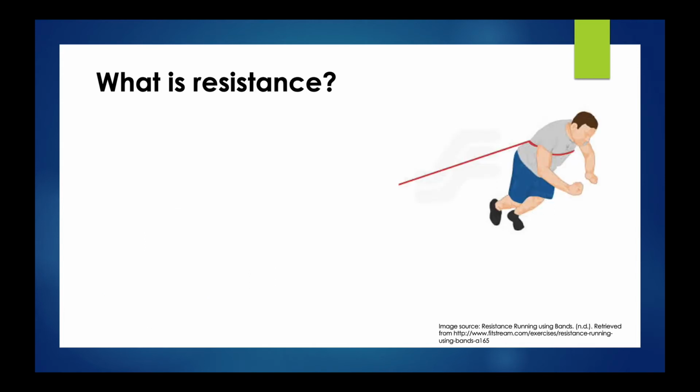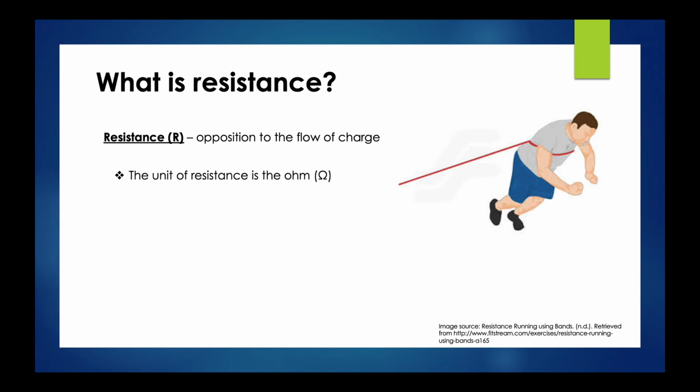Finally, what is resistance? Resistance is, by definition, opposition to the flow of charge. The unit of resistance is the ohm, which has the symbol omega. In a way, we can think of resistance as electrical friction. Remember, friction slows down motion, and so resistance slows down the movement of charge.